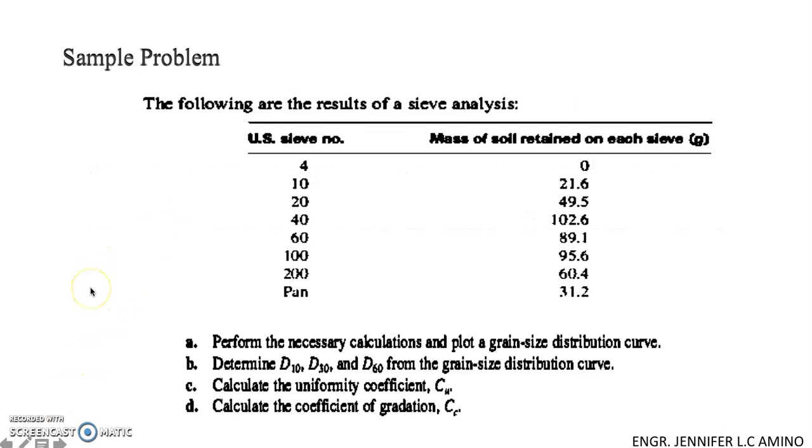So to apply that one, to illustrate, let's have an example. The following are the results of a sieve analysis. So you have here sieve number 4 up to 200, and of course up to the pan. So the mass of soil retained on each sieve, so this was the mass of the soil that was retained on each sieve after shaking the stack of pans. So you're going to calculate and plot the grain size distribution curve. You have to determine the D10, D30, and D60 from the grain size distribution curve. Then compute for the uniformity coefficient and coefficient of gradation.